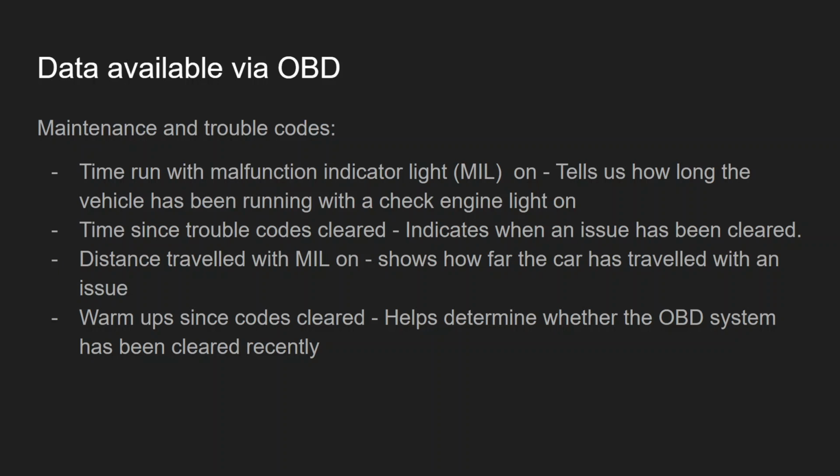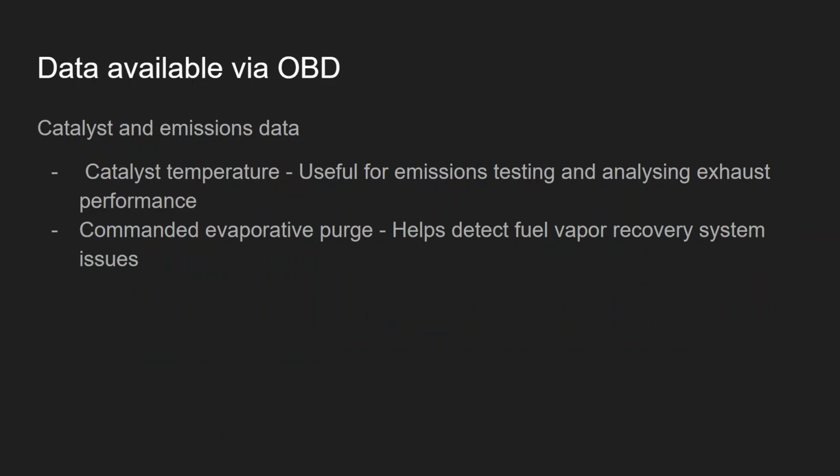And time since trouble codes have been cleared. This basically tells us when the last issue was cleared. And the distance travelled with MIL on. Same with the first part we looked at. This just shows how far the car's gone, which can also be used to detect if the driver's just ignored this light. And then warm up since code cleared. This helps determine whether the OBD system has been cleared recently.